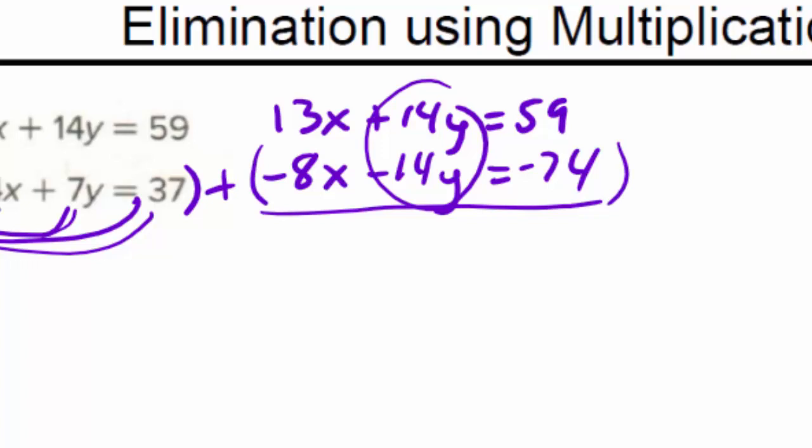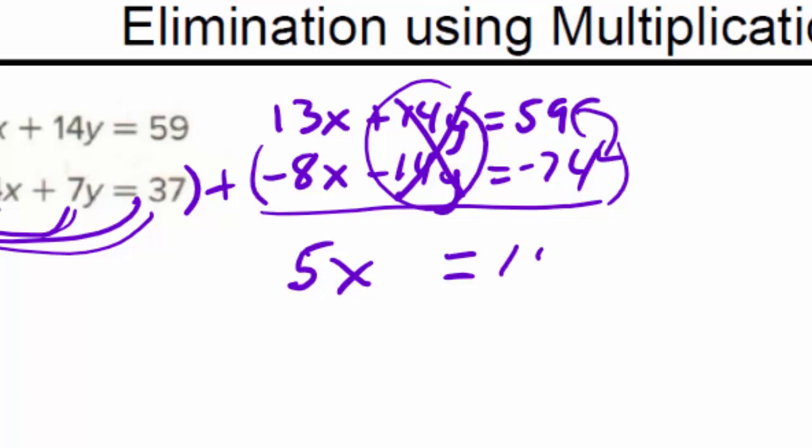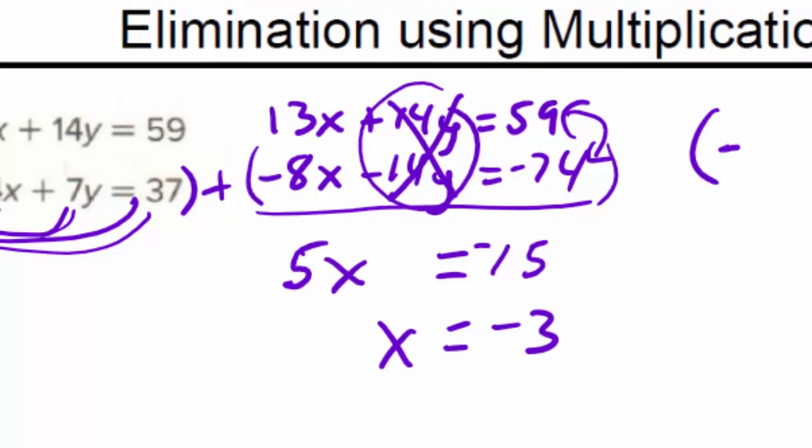So 13x plus a -8x is going to leave me with 5x. The y's cancel out, or they eliminate. That's the whole purpose of elimination, to get rid of one of the variables. Bring down the equal sign. And now when I add these two together here, I get 15. Actually, I get a -15. And then I'm going to divide both sides by 5, so that x ends up equaling -3. So half of my solution is -3.